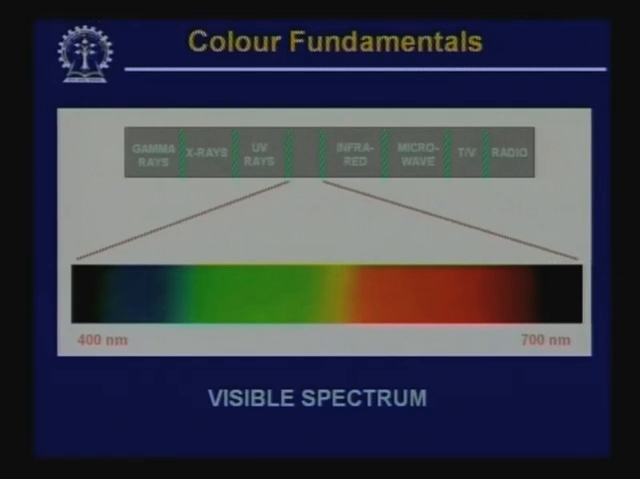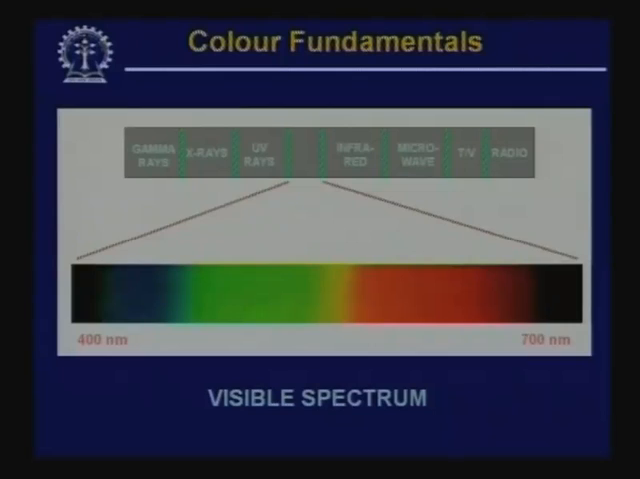Whenever light falls on an object, and if the object reflects light of all wavelengths in the visible spectrum in a balanced manner, that is, all the wavelengths are reflected in appropriate proportion, then that object will appear white. Depending upon the predominant wavelength within the visible spectrum, the object will appear to be a colored object, and the object color will depend upon the wavelength of light that is predominantly reflected by that object surface.